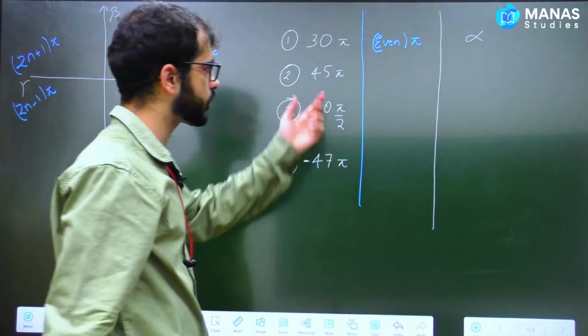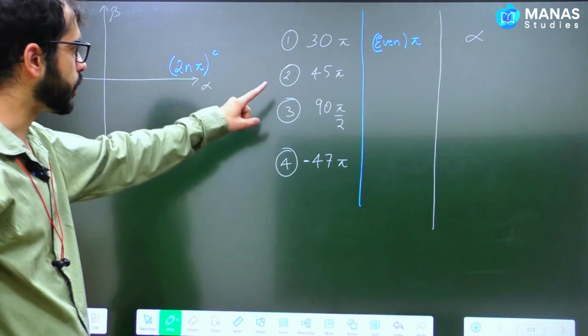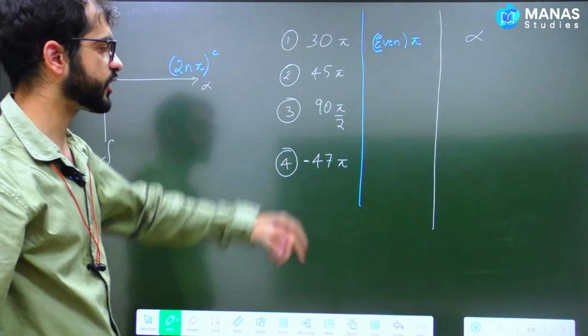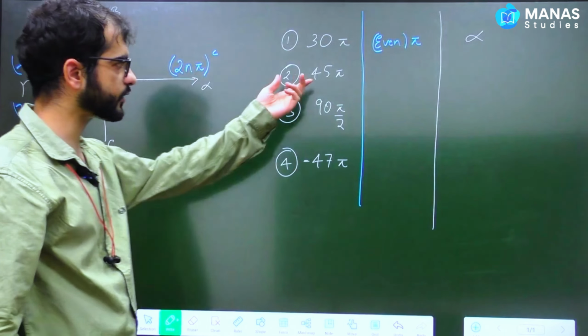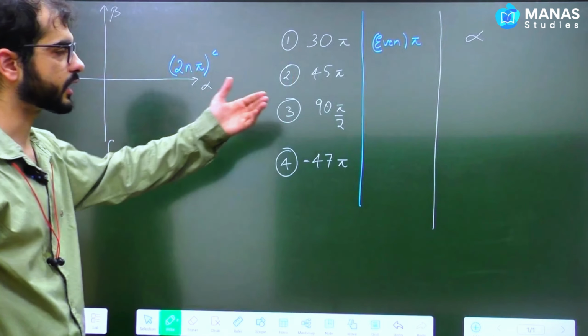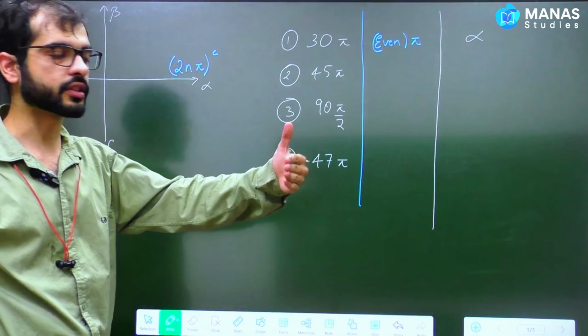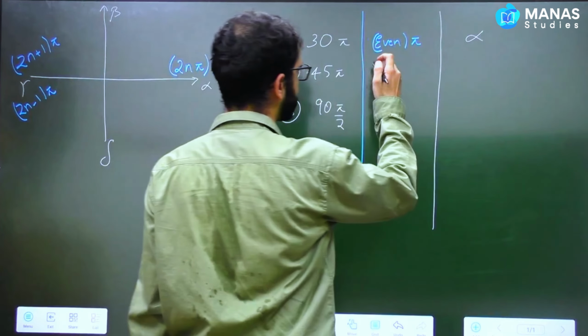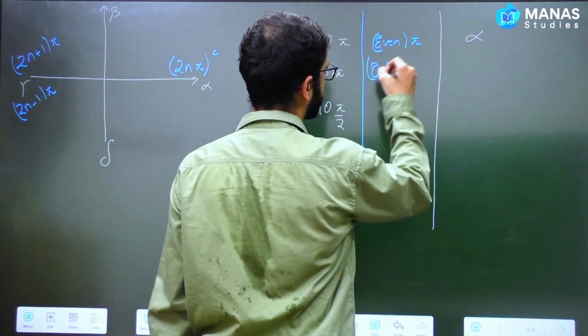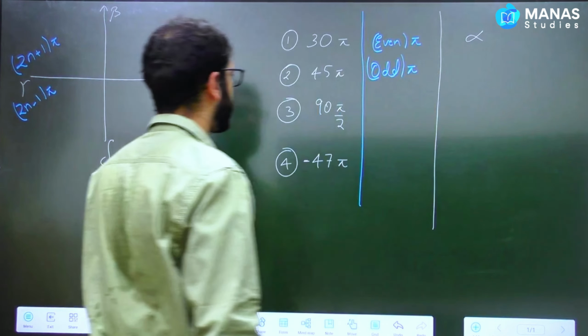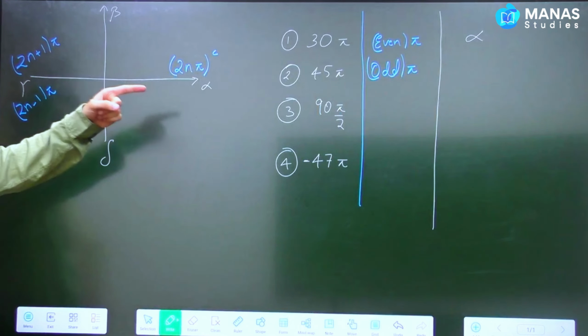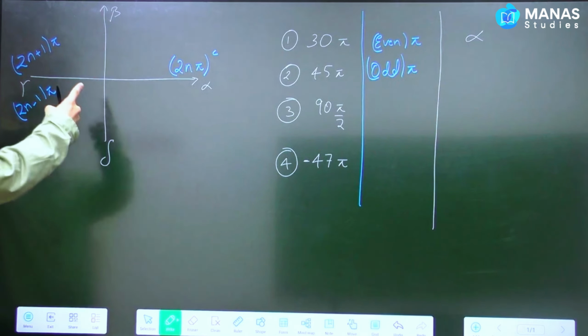If I have to solve the second one, which asks on which axis 45 pi will lie. 45 is an odd number because it is 46 minus 1 or 44 plus 1. So since this is an odd multiple of pi, by definition we can see that such an angle is going to lie on the gamma axis.